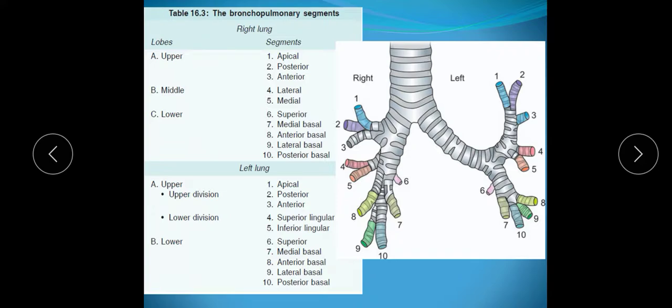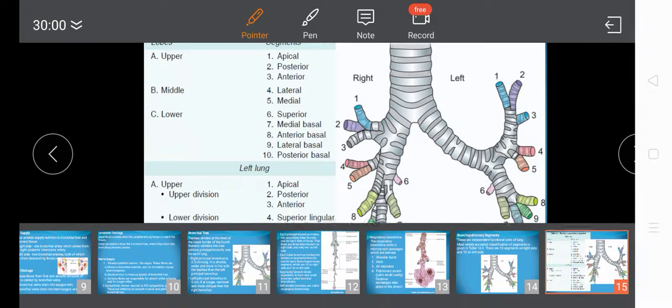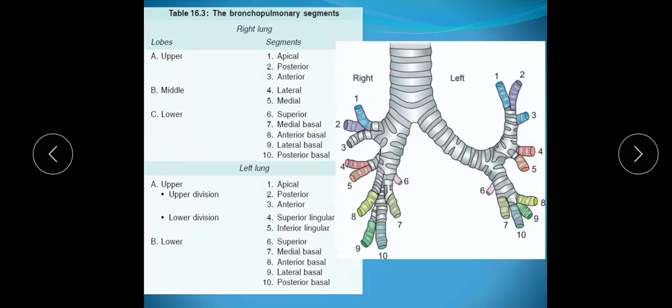On the right lung, there are three lobes: upper, middle, and lower. The upper lobe has three bronchopulmonary segments. These are: number one, apical; number two, posterior; number three, anterior. These are the three bronchopulmonary segments in the upper lobe of the right lung.